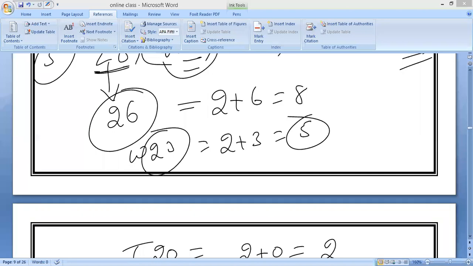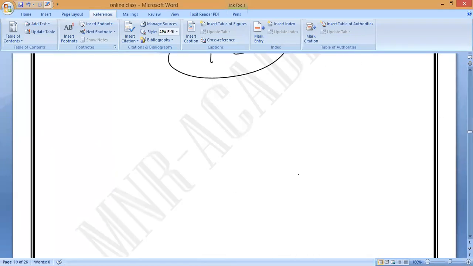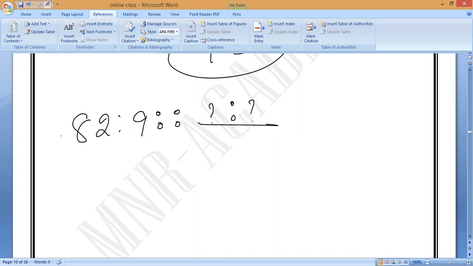Okay, sir. Now, let me see who will find this question. 82 is to 9. Please write the last question for today's session. 82 is to 9. Same way, here something should come. This question is related to analogy, very important. This is called analogy questions.